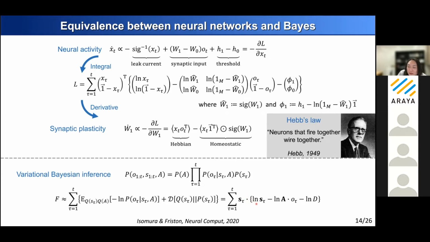By taking the weighted sum here, we can obtain the negative entropy of the state posterior, which corresponds to the first term in this KL divergence. And this part corresponds to the product of the parameter posterior and observation, which exactly corresponds to the expectation of minus log likelihood. And the final term corresponds to this prior distribution. So this is a cross entropy term.